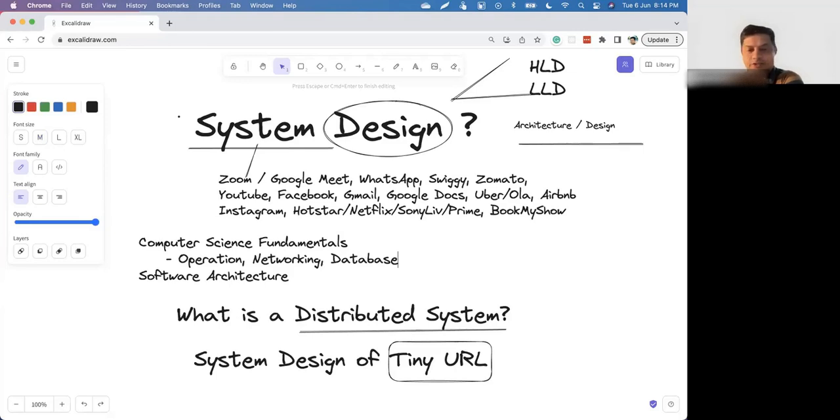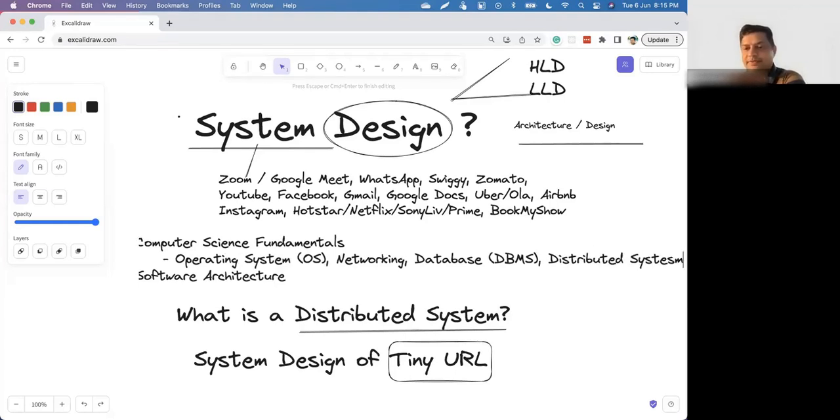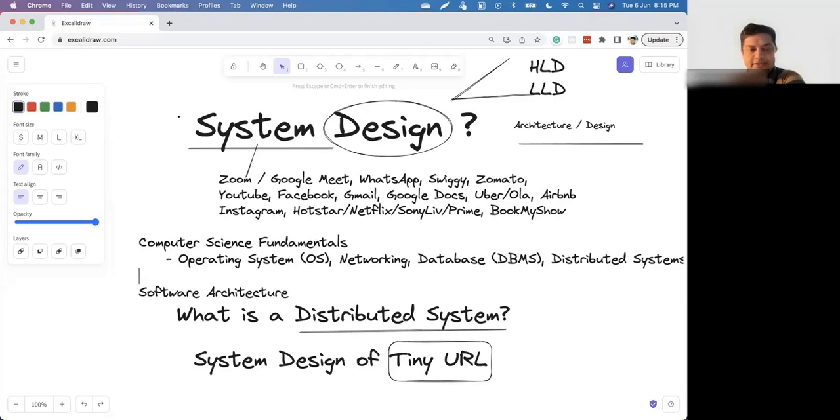databases, right? So database, or you have DBMS, right? And then what else can be required? So see here: operating system, or OS, networking, databases, right? And distributed computing or distributed systems, right? So you need to know software architecture.